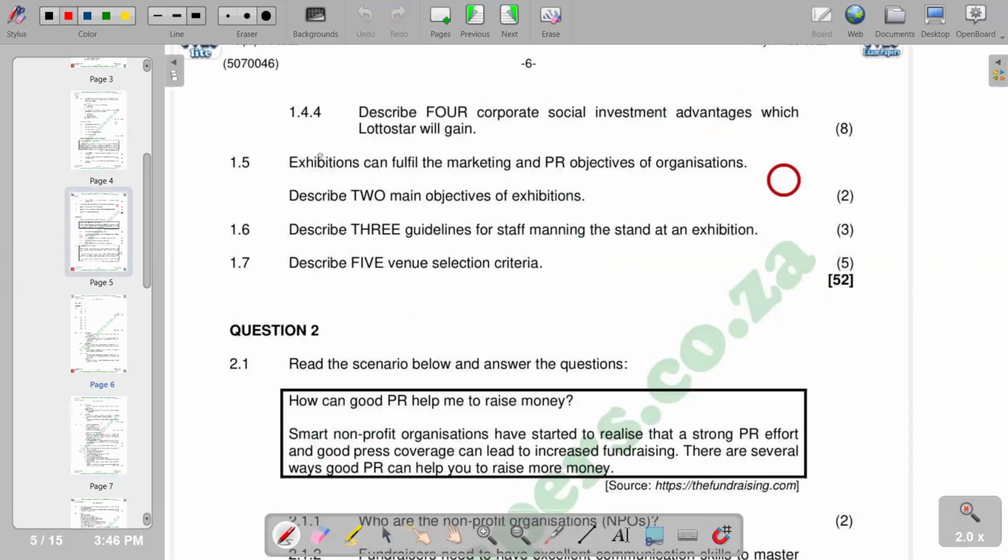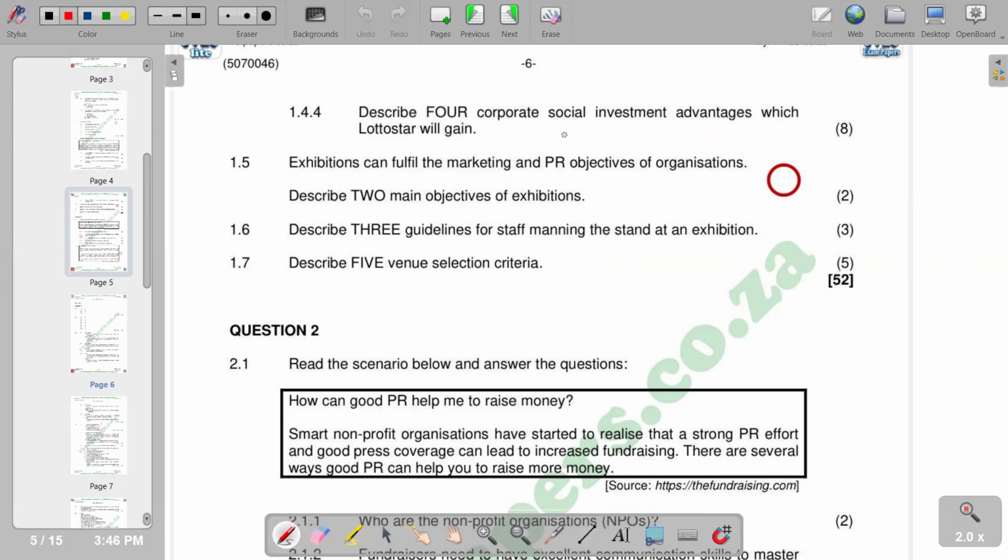Then we go to 1.4.4: describe 4 corporate social investment advantages which Lotosta will gain. So what are the advantages of corporate social investment? That's what our question is asking for. Within that context, advantages of corporate social investment: you see that it increases brand awareness.